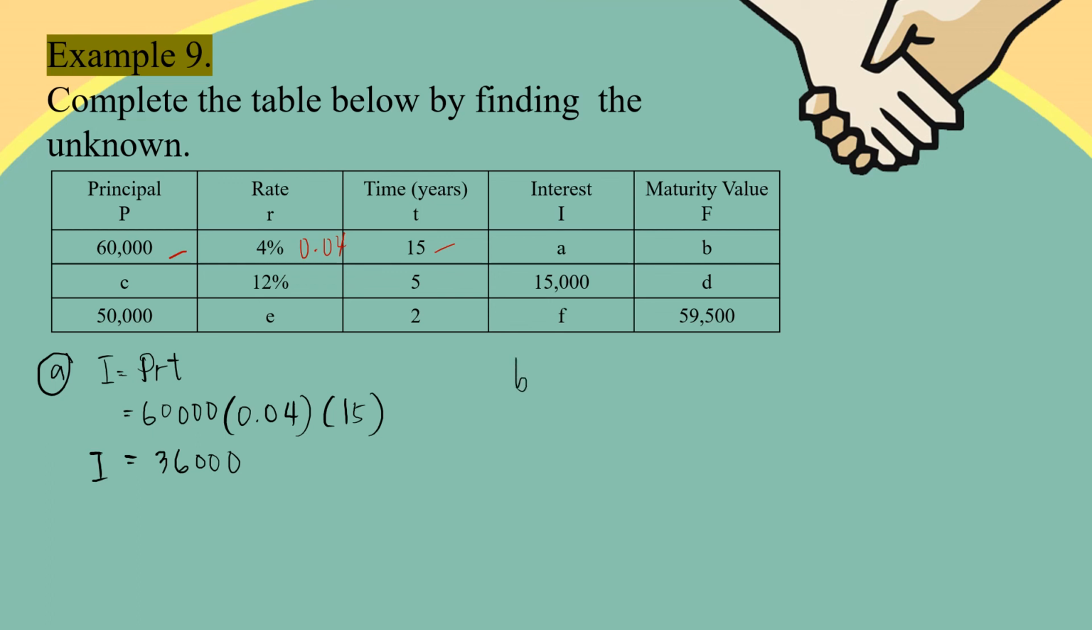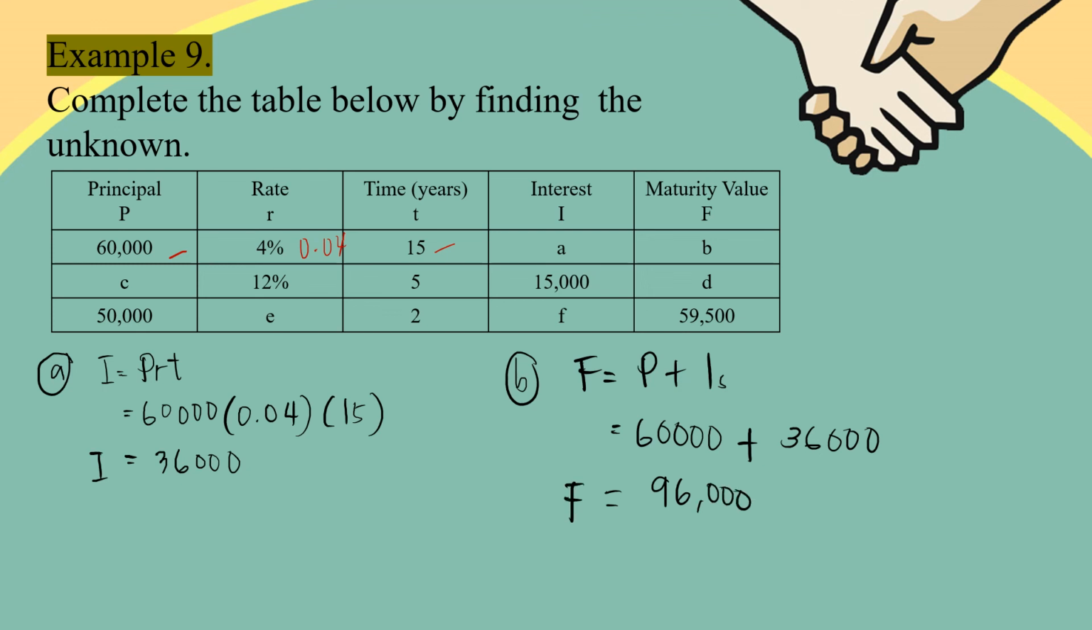So, about the maturity value. Since given na yung interest, pwede natin gamitin yung isang formula ni maturity value na principal plus the interest. Diba? So, ang given principal ay 60,000. Ang na-compute naman nating interest ay 36,000. So, i-add lang natin yan. So, ang total amount magiging 96,000 pesos. So, ito ngayon yung maturity value. Okay? So, next.